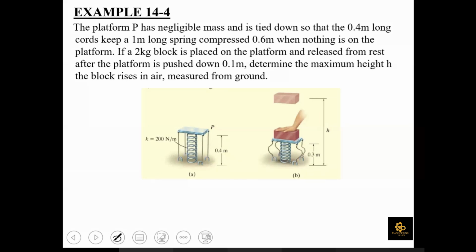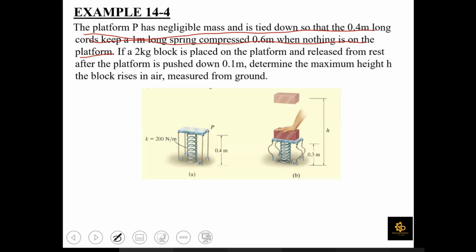The platform P has negligible mass and is tied down so that the 0.4 meters long cords keep a 1 meter long spring compressed 0.6 meter when nothing is on the platform. इस जुमले को 2-3 दफा पढ़ें तब आपको ये जुमला समझ आएगा, और अगर ये जुमला आपको समझ आ गया तो फिर इस प्रॉब्लम को सॉल्व करना जो है वो बड़ा आसान हो जाएगा.